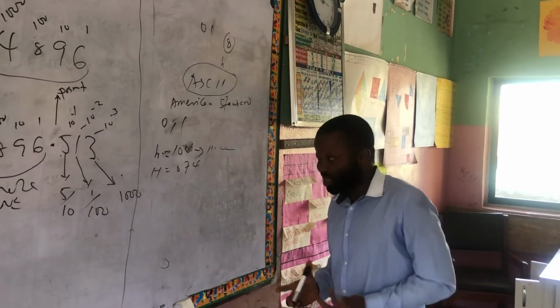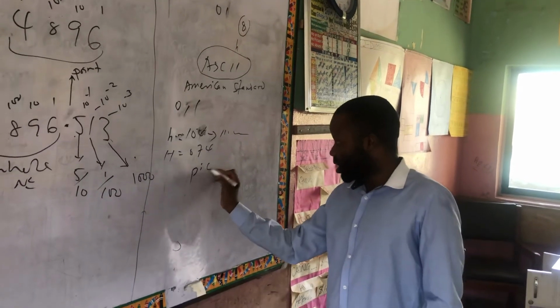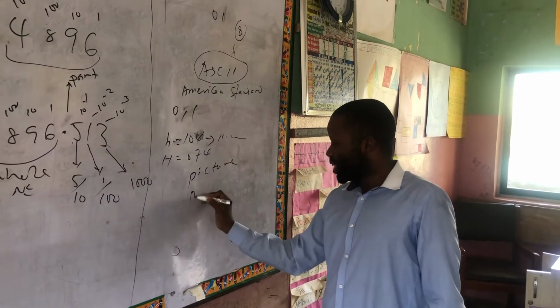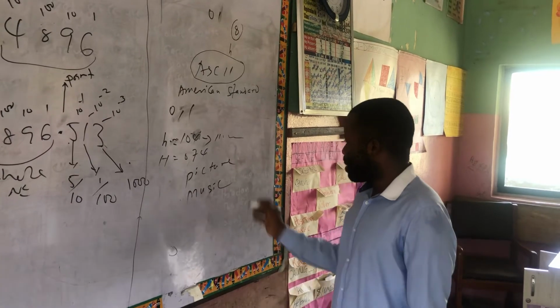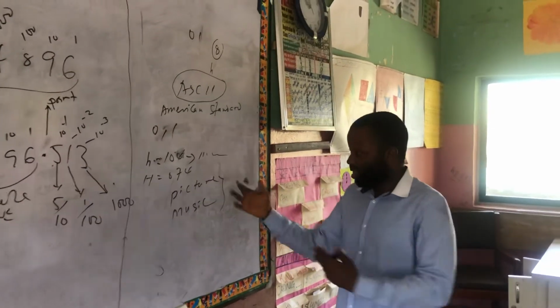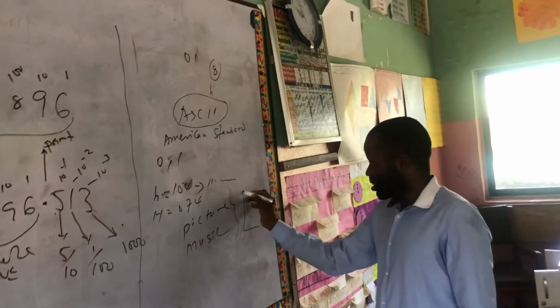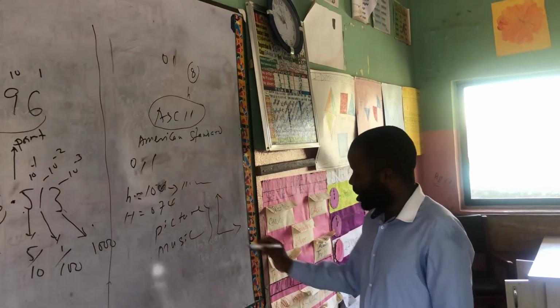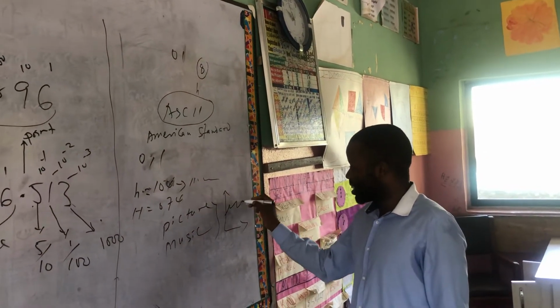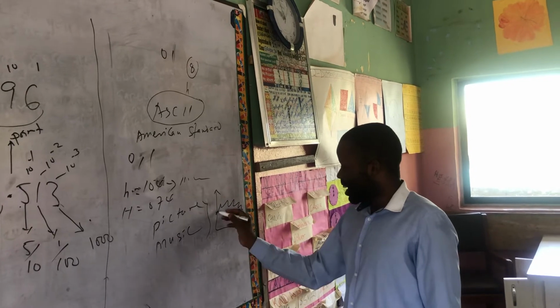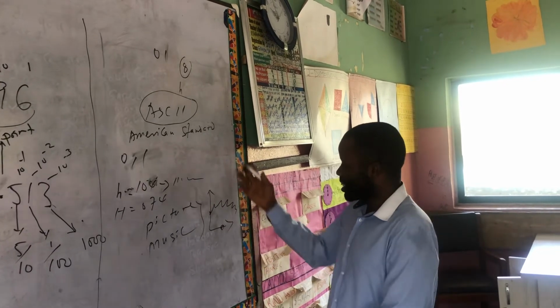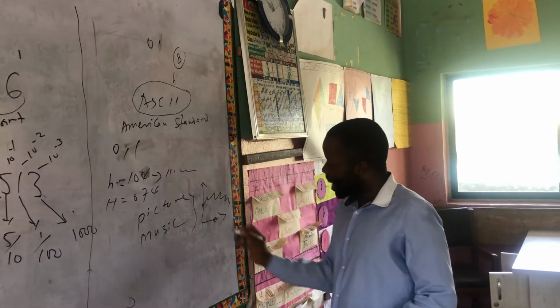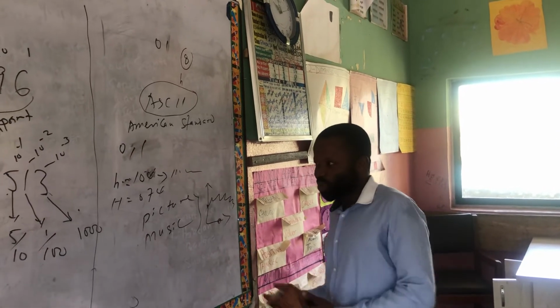Even our pictures, yes, pictures as well, and music. Remember, all those things are just like a graph, vertical and horizontal. Music is represented by numbers that make up the tone and all those things, and each number will eventually be converted to binary, okay?